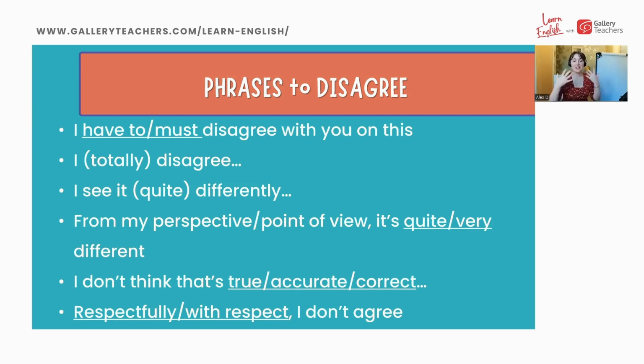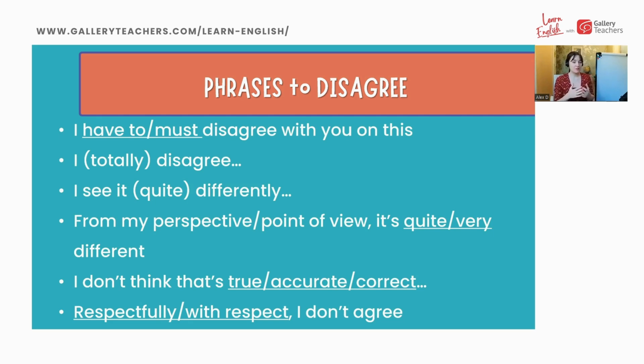Now you actually do need to state your disagreement. So we've looked at all those techniques. Now the phrases to actually disagree. Again, we can use modals of obligation. I have to disagree with you on this, or I must disagree with you on this. If there is a really strong contrast of opinions, you can say, I totally disagree. Like some of you have volunteered, I see it differently, or I see it quite differently.